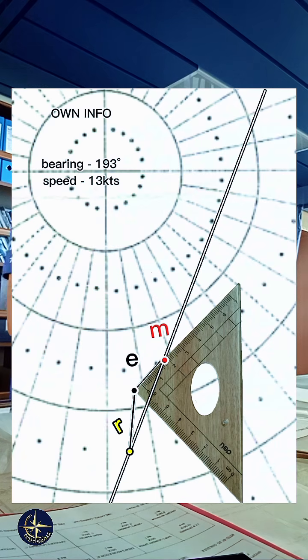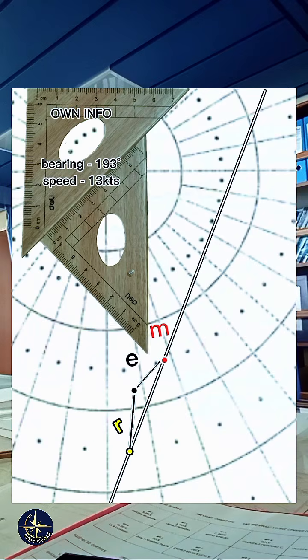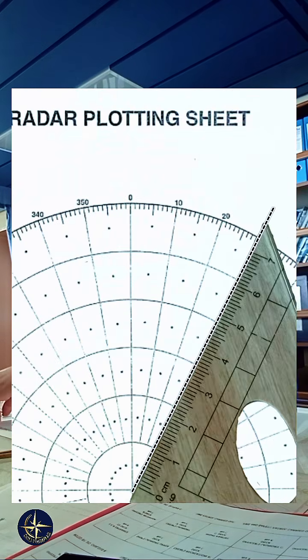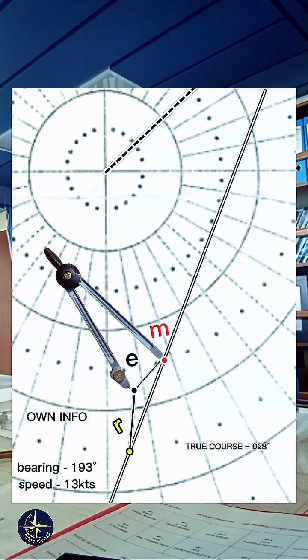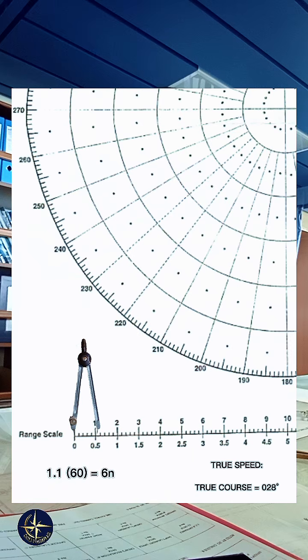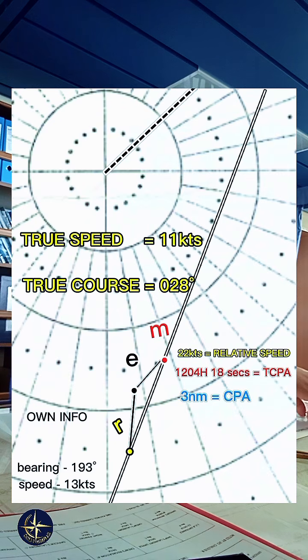Bring out your two triangles, move and slide to our CCRP to determine points E and M, or the target's true course, by drawing a straight line. Measure points E and M by the leg and scale it, convert into 1 hour reading, again with a simplification, or simply multiply by 10. That's how you get the target's true speed. And there you have it.